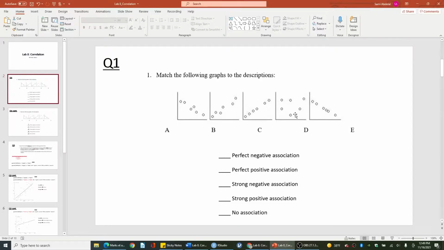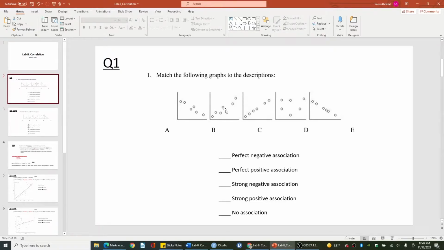Also consider the strength. The strength of association you can tell by looking at how the data points, or the subjects, are clustered around a line, like a best fit line. So if you're comparing B and C, C has a stronger association than B does because you can see how close these data points are to the mean as opposed to B.